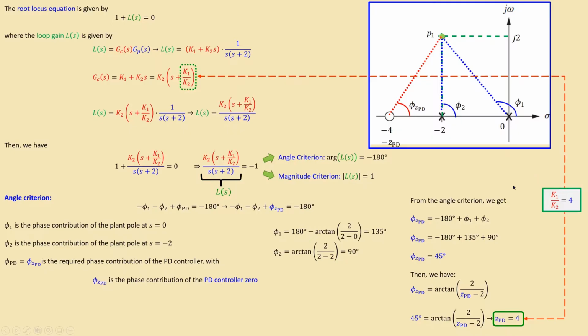Now, at this point, I can already make the controller expression. I can say the PD controller at the moment is K2 times S plus 4. So I have one unknown, which is the K2 still in our analysis. I know the ratio, but I don't know them individually. So we have used the angle criterion. We also need to use the magnitude criterion to get the individual values of K1 and K2. So let's look at the next step.